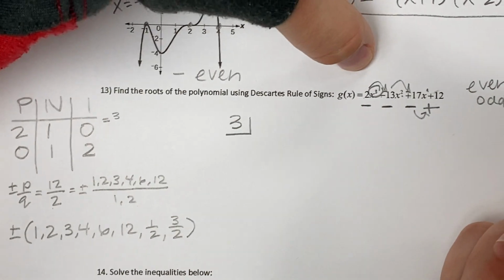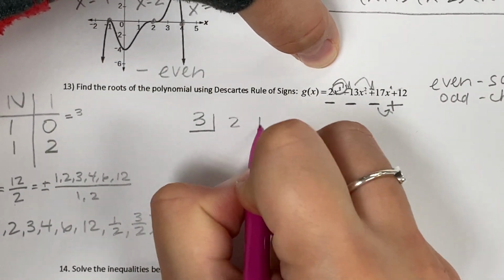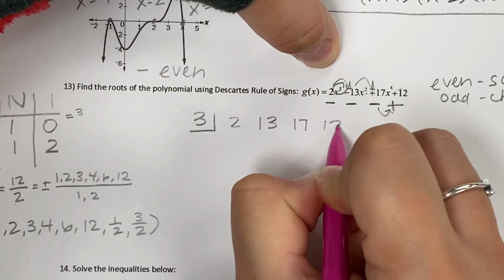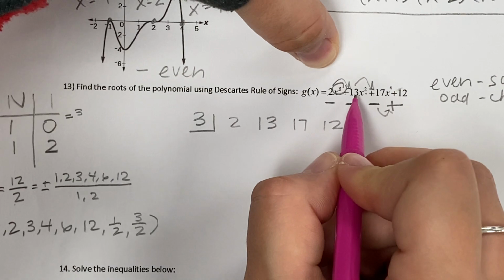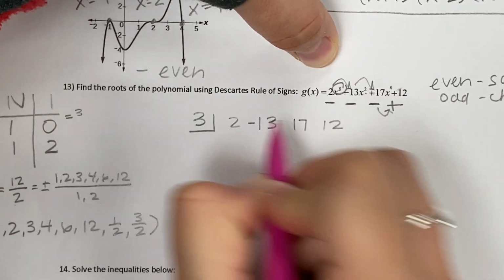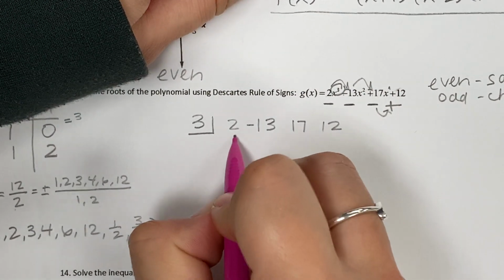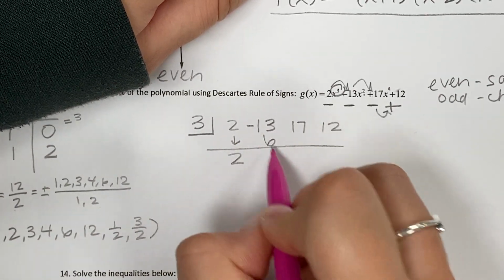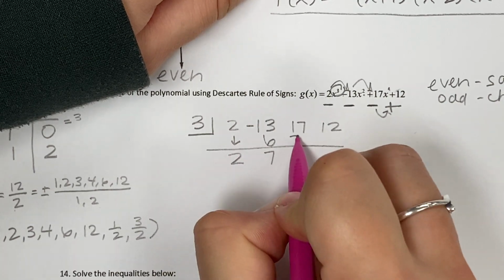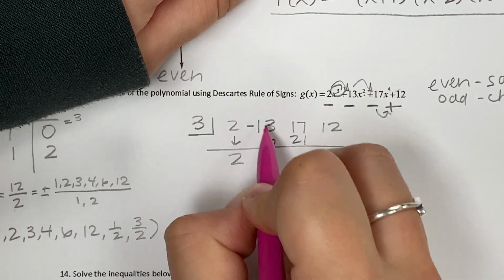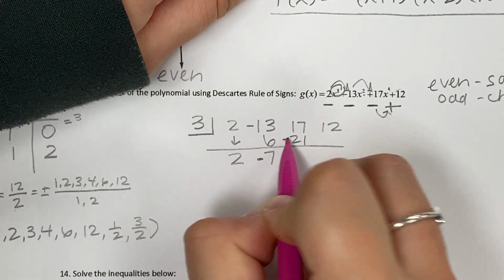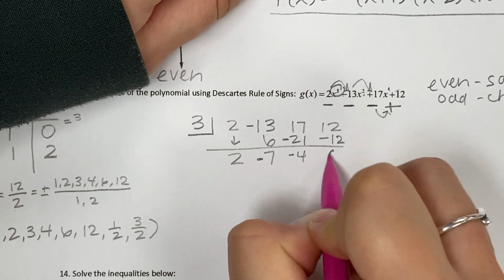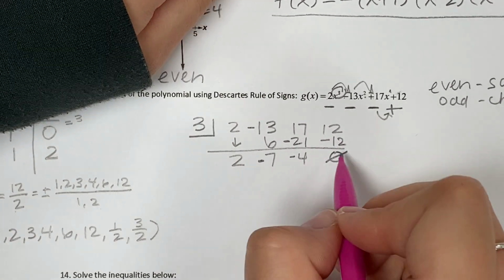So I'm going to write out my coefficients here. 2, negative 13, 17, negative 12. Bring down the 2. 2 times 3 is 6. Negative 13 and 6 make negative 7. Negative 7 times 3 is negative 21. Oh dang, 17 and negative 21 will make negative 4. Negative 4 times 3 makes negative 12. So the remainder is 0. So I know it's a factor.